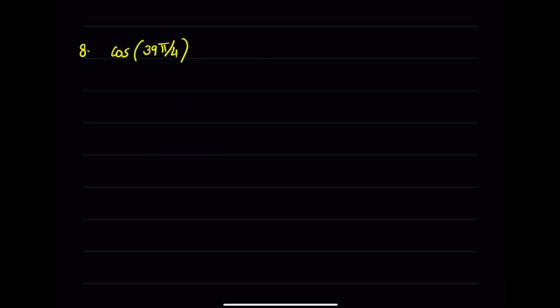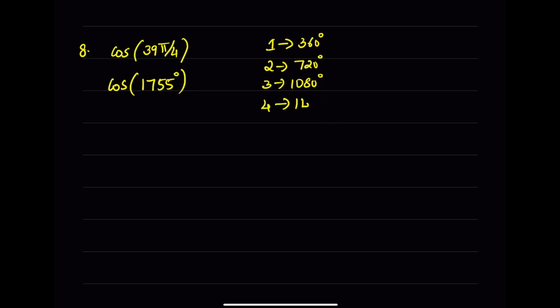Let us solve the 8th question. We have to find the value of cos of 39 pi by 4. If we convert this to degrees, we would have 39 times 45, which is 1755 degrees. Now one full rotation of a circle is 360. If a point goes throughout the circle, it's 360. Then 2 times rotation of the point would be 720. 3 times would be 1080 degrees. 4 times would be 1440 degrees, and 5 times would be 1800 degrees.